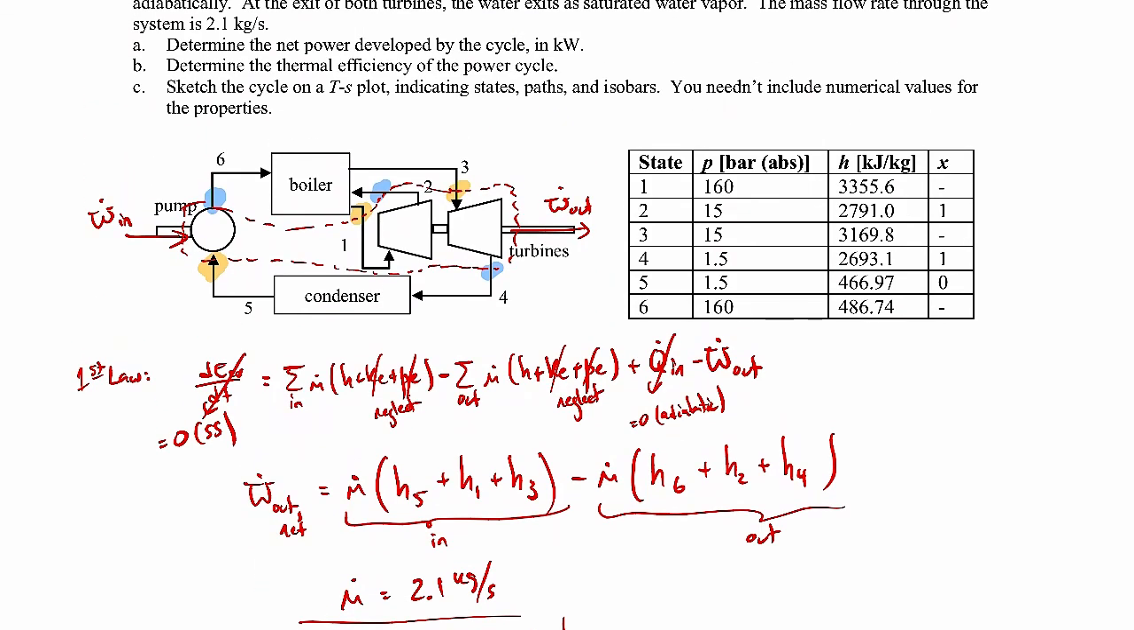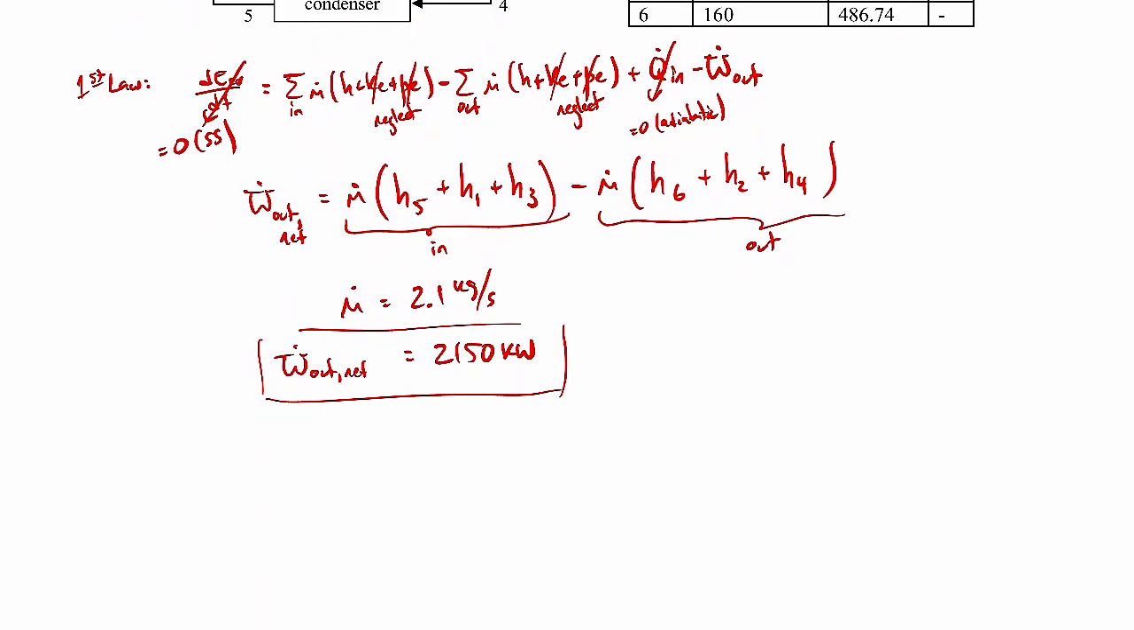The second part of this example is to find the thermal efficiency of the power cycle. The thermal efficiency for the power cycle is going to be the net power out, which we just calculated, divided by the Q dot in.